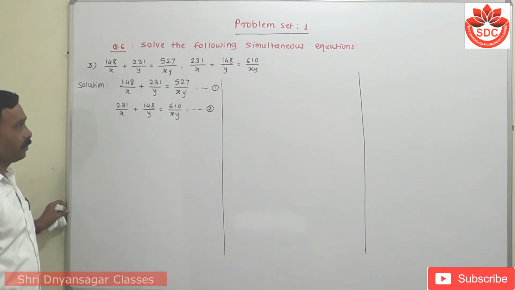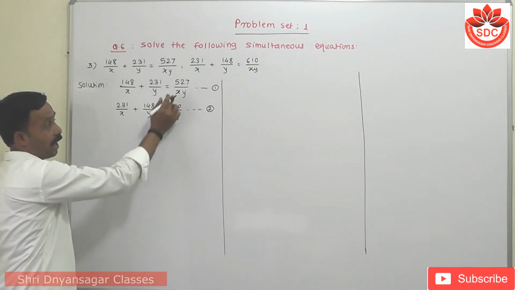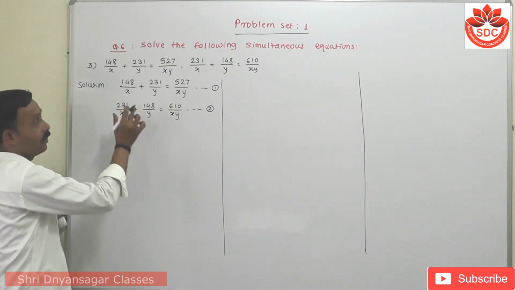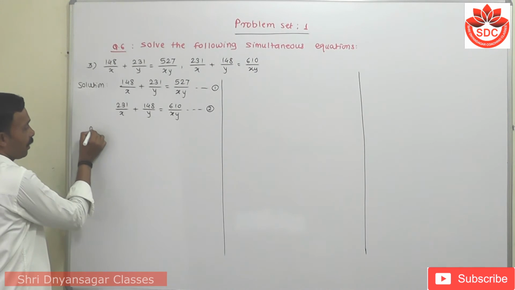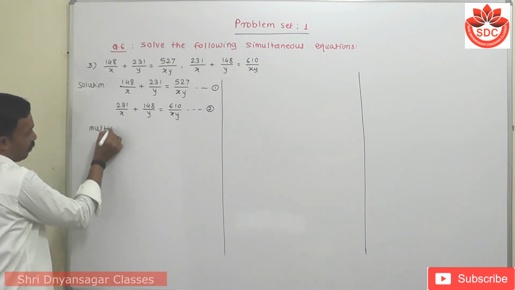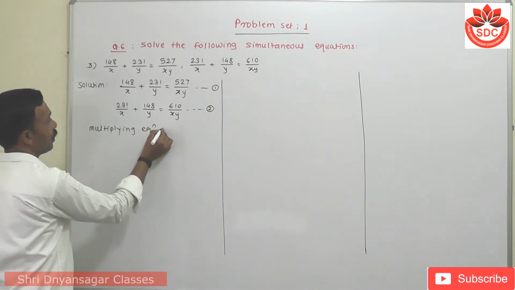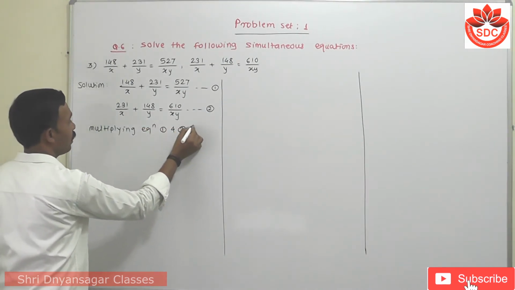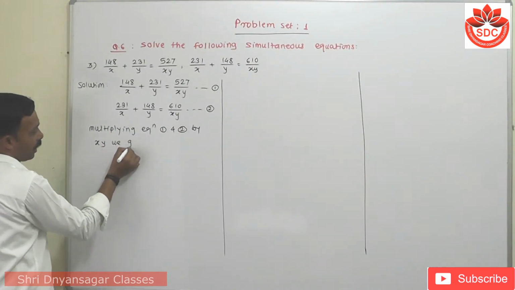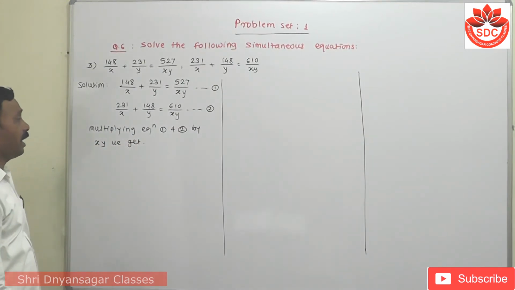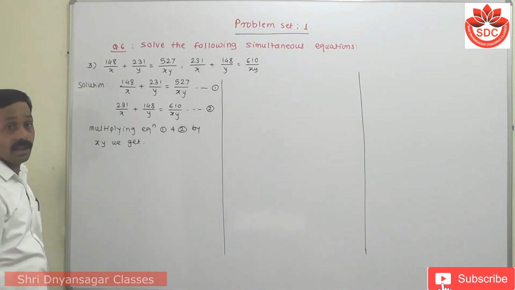Now student, when we multiply both these equations by xy as the LCM, then these denominators get cancelled. So I have to write here: multiplying equations first and second by xy, we get. Now I have to directly write the equation by multiplying by x and y.